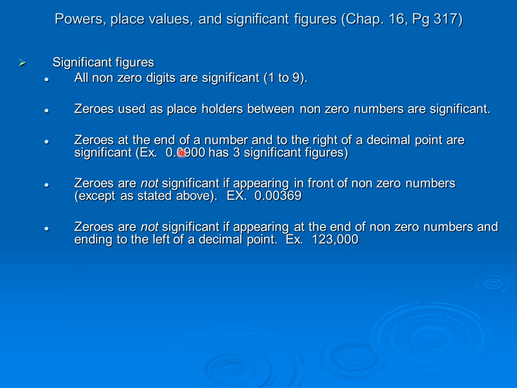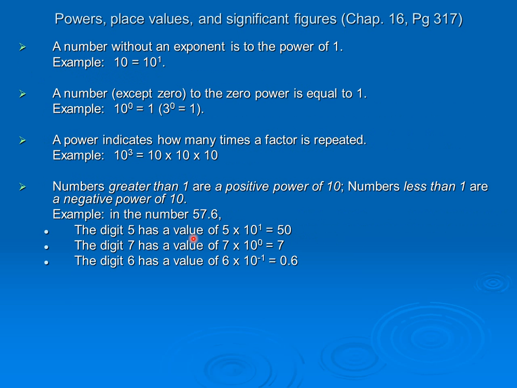And zeros at the end of a number and to the right of a decimal point are significant. As you can see here, zeros are not significant if they appear in front of non-zero digits. Zeros are not significant if they appear at the end of a non-zero number. Now let's see what it is saying using some examples.